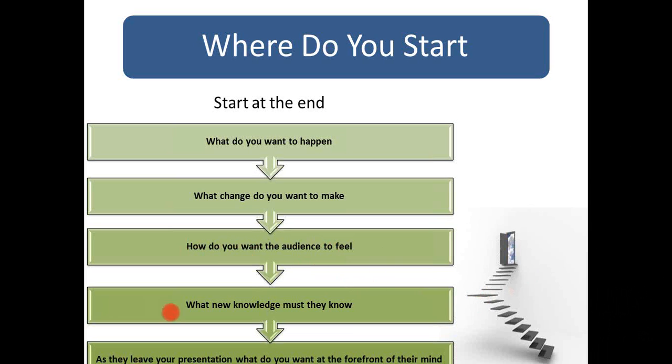So what do you want them to feel? What new knowledge must they know at the end of that presentation? And then finally, putting it all into context, as they leave your presentation, what do you want to be at the forefront of their mind? So as I'm walking up the stairs and out the door, what do you want me to take with me? What feeling, what emotion do you want me to take with me?